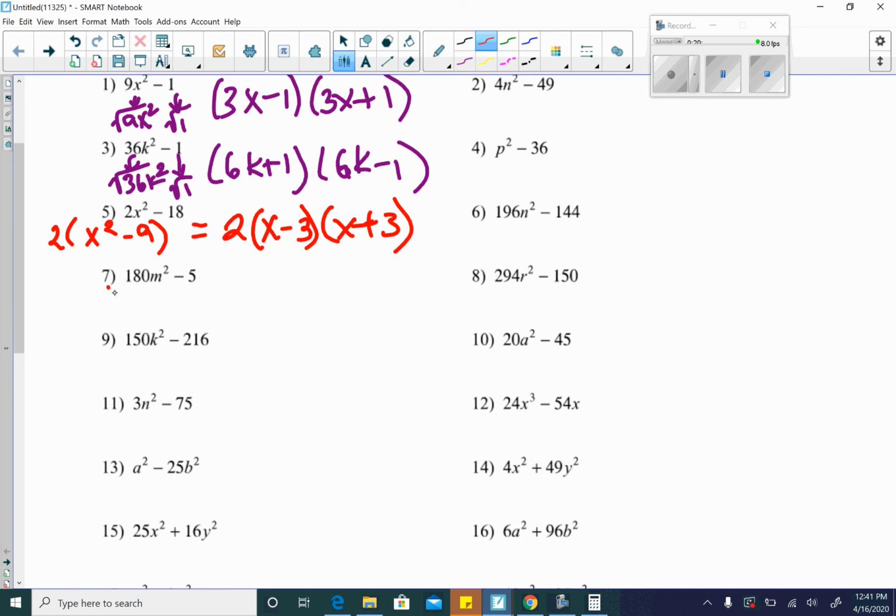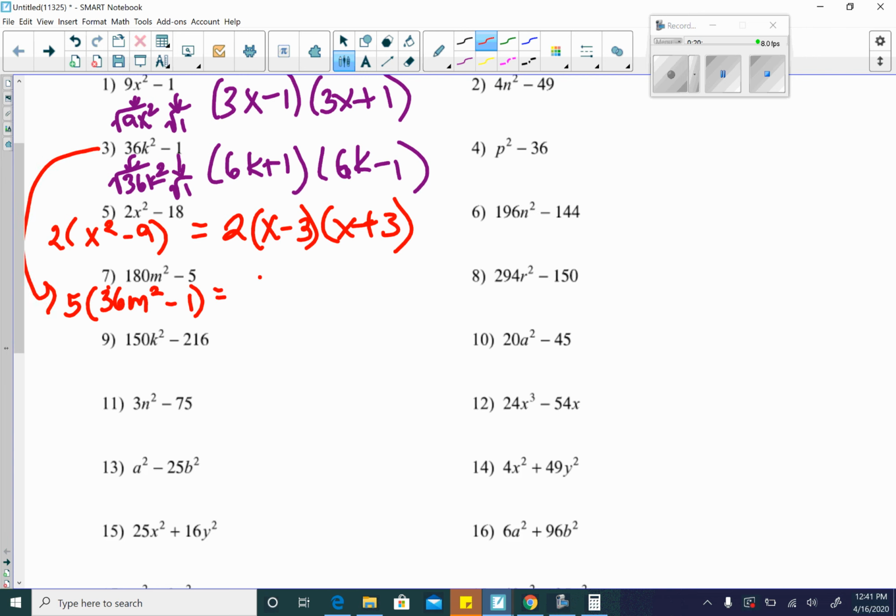Okay, same thing for number 7. I'm going to look for a GCF. Can I take 5 out of both of these? Yep. When I take 5 out, I have 36m squared minus 1. Oh, wow, that looks a lot like this one, right?